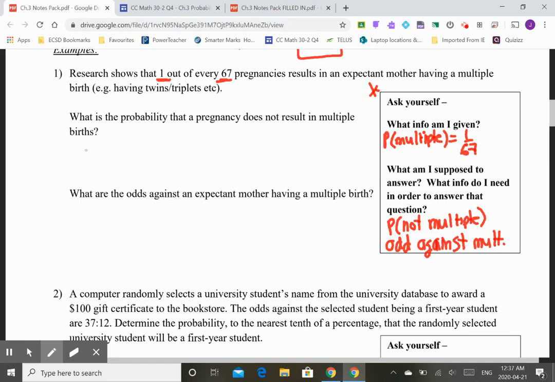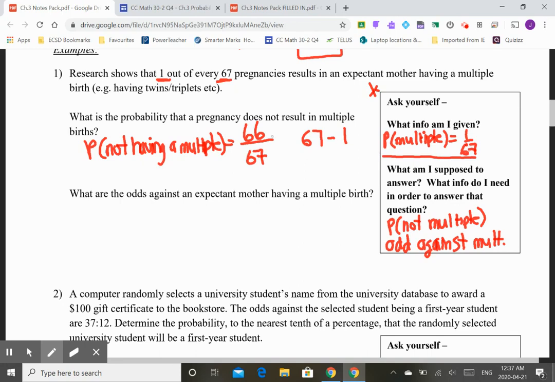Okay, let's talk about the first part. The probability of not having a multiple is just the opposite of having a multiple. So our total is still going to stay as 67, but to find the opposite of having a multiple, we're going to take the total and subtract 1, subtract that favorable outcome, which would give us 66. So if the probability of having a multiple is 1 out of 67, the probability of not having a multiple will be 66 out of 67.